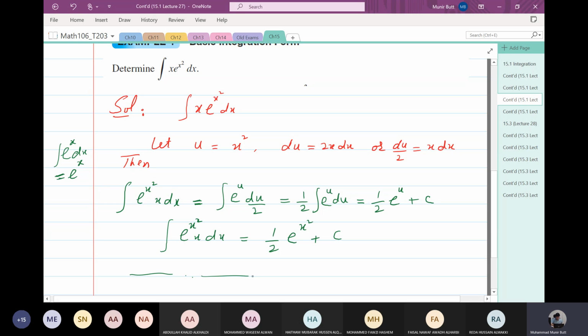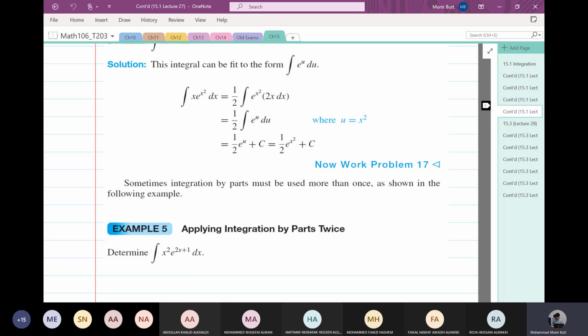Here we don't need to do the integration by parts. This substitution is good enough for us. But if you want to do the integration by parts, you have to select which function is easy and which function is difficult. Okay, so let's move forward.